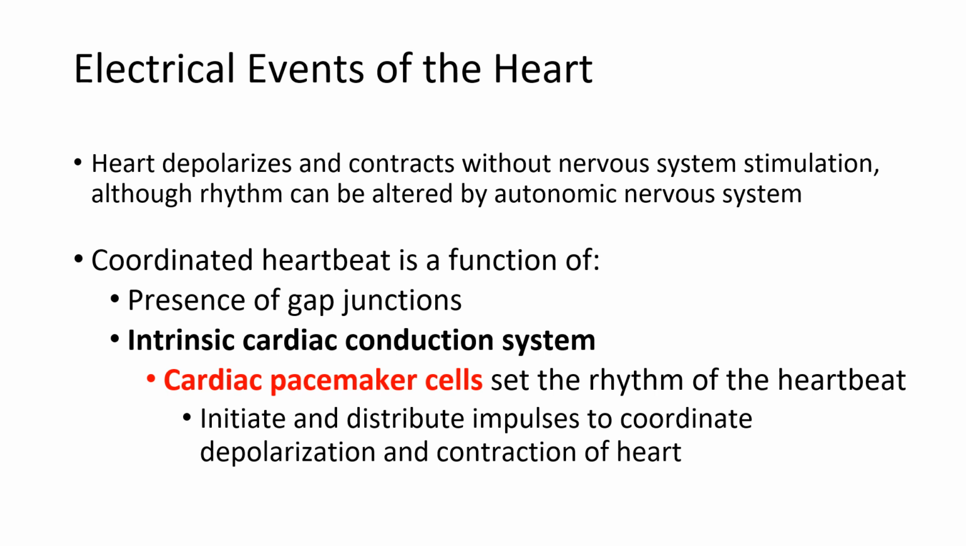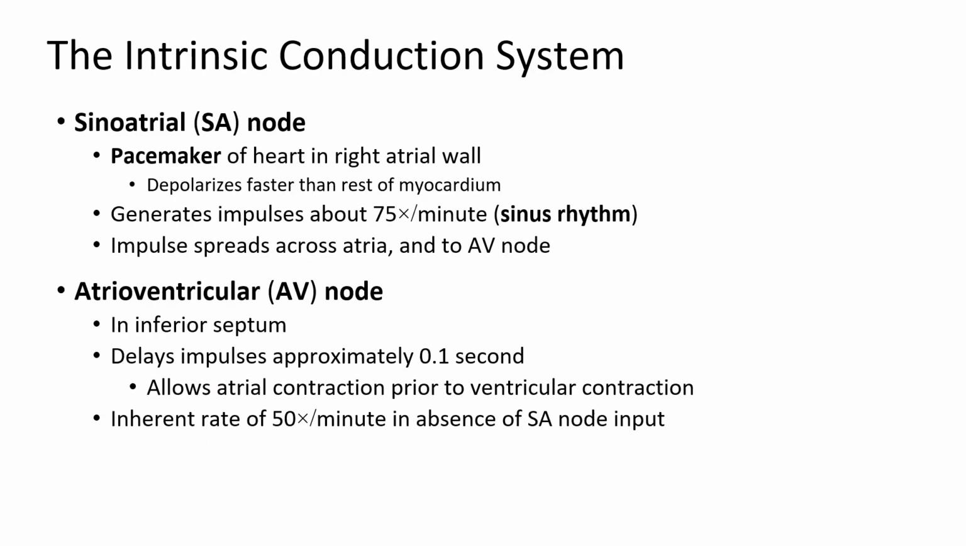And so this coordinated heartbeat, which is necessary for us to live, is due to a couple things. Of course, the presence of the gap junctions linking the adjacent cardiomyocytes, that's very important. But there's also an intrinsic cardiac conduction system that is helping to keep our pace. We have special pacemaker cells that are setting the rhythm of the heartbeat. They initiate and distribute impulses, basically allowing for even depolarization and contraction of the heart based on a rhythm.